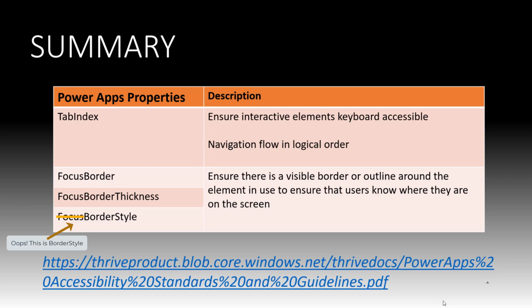Here is a summary of what we talked about today. So on the left hand side are 4 power-ups properties that you could use to make it keyboard friendly. And on the right hand side is what is the usage of these properties. So what we talk about today is TabIndex, where it makes the interactive element keyboard friendly and ensure that the flow is in logical order. And we also spoke about focus border thickness, and focus border style, where you use to make sure that there's a visible border and outline around the elements so that the users know where they are on the screen.